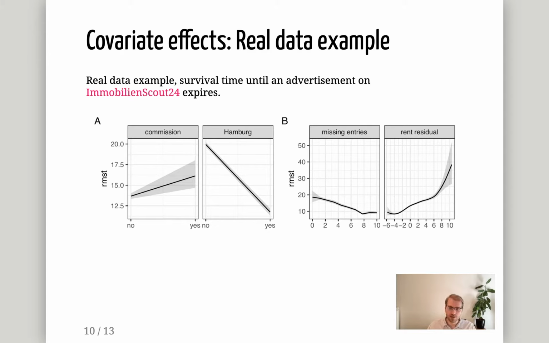The most interesting variable, I think, is the rent. We can estimate a nonlinear effect of rent on the restricted mean survival time, and actually the estimate looks pretty linear. This can be interpreted as a direct effect of rent on the restricted mean survival time. So the interpretation here would be that higher rents are associated with higher survival times, so that advertisements where the rent is too high are longer on the homepage.